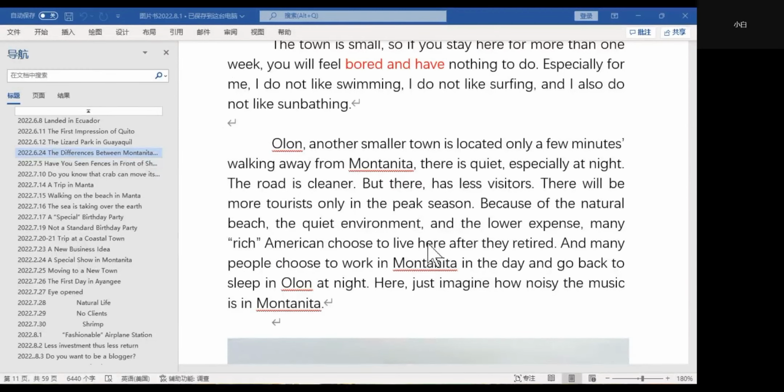Because of the natural beach, the quiet environment, and the lower expense, many rich Americans choose to live here after they're retired. And many people choose to work in Montanita in the day and go back to sleep in Olon at night. Here, just imagine how noisy the music is in Montanita.